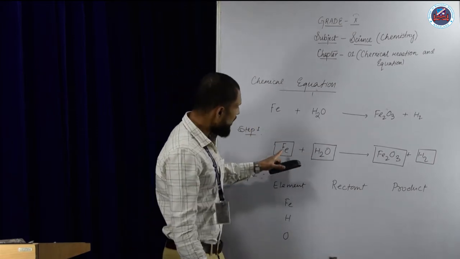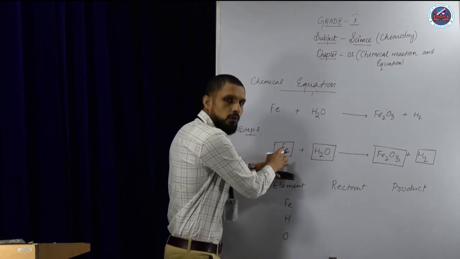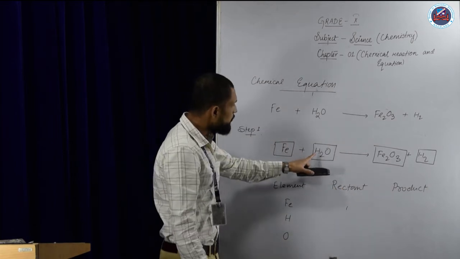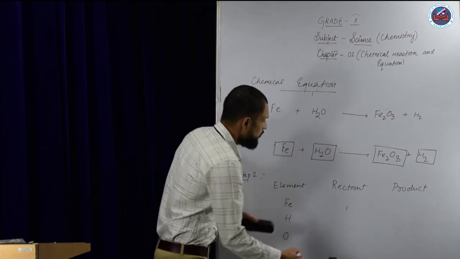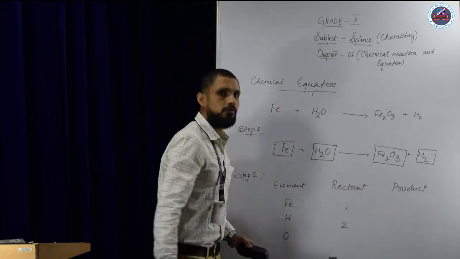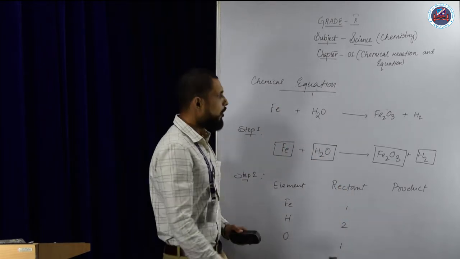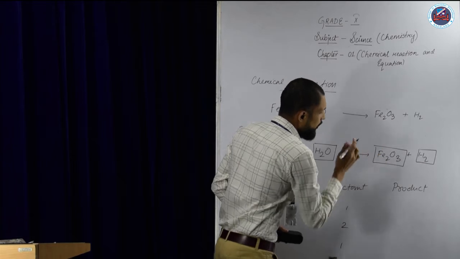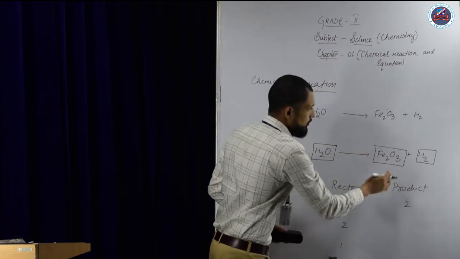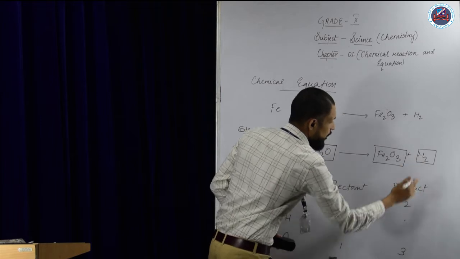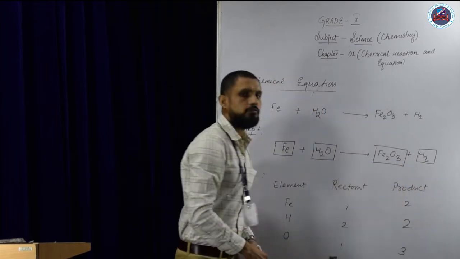Now let us check how many Fe you have on the reactant side. You have only one Fe, so we'll write here 1. How many hydrogen do you have on the reactant side? 2, so we'll write here 2. You have 1 oxygen, so we'll write 1. On the product side, you have 2 Fe, so we'll write here 2. 3 oxygen, so we'll write 3. 2 hydrogen, so we'll write 2.